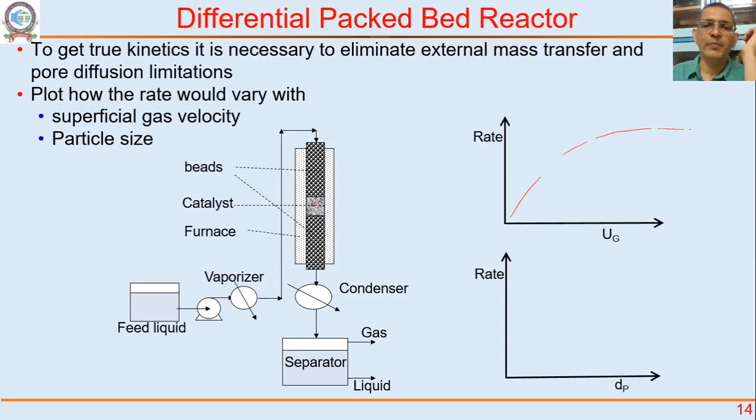Same way, I can reduce the particle size. By reducing particle size, we can reduce Thiele modulus and we can increase effectiveness factor. Get away from external mass transfer and pore diffusion limitations. So if I plot rate versus dP, we have seen this earlier. At small dP, there is no mass transfer or pore diffusion limitation. At large dP, there is internal mass transfer or pore diffusion limitation.